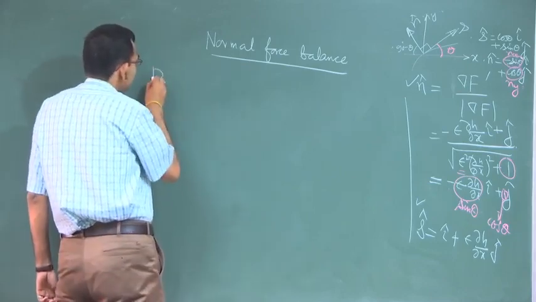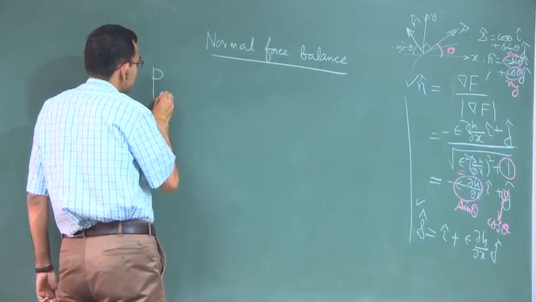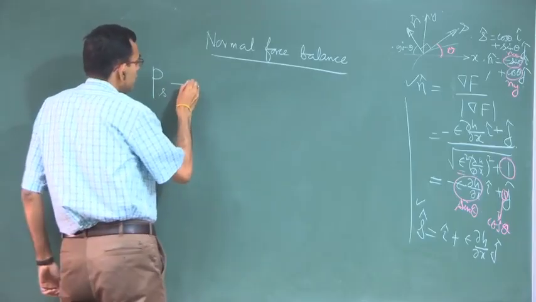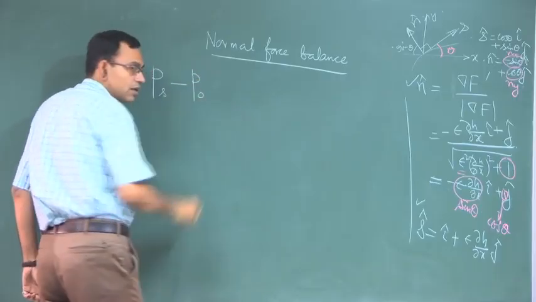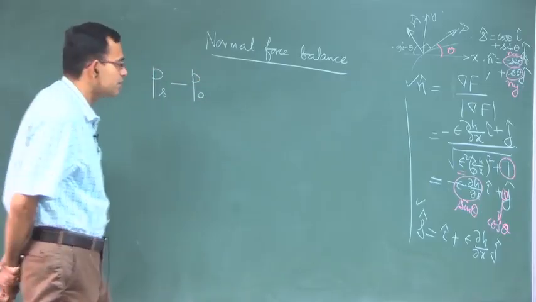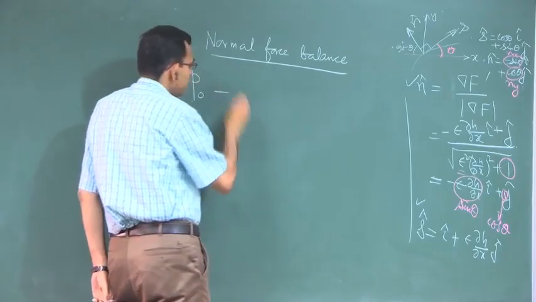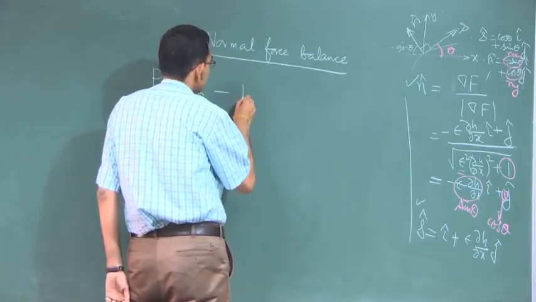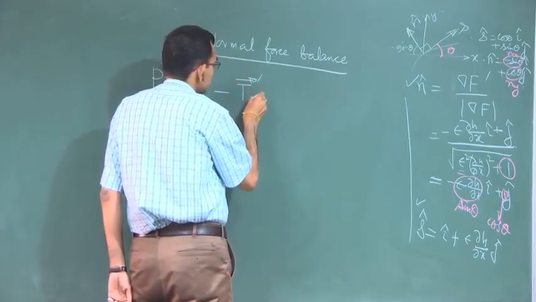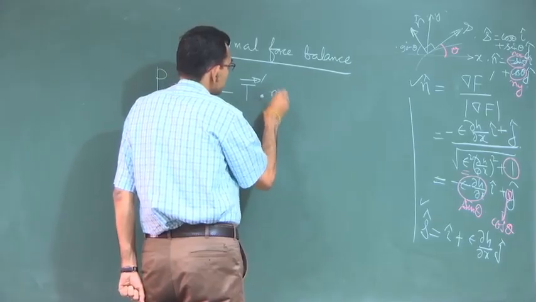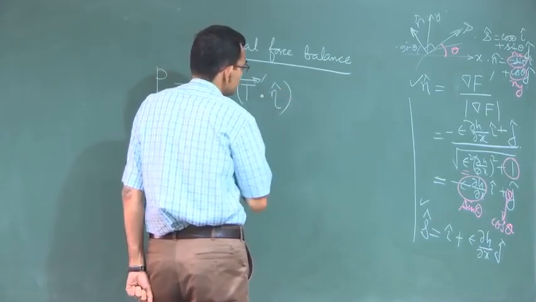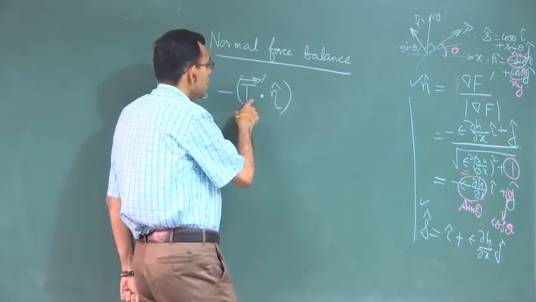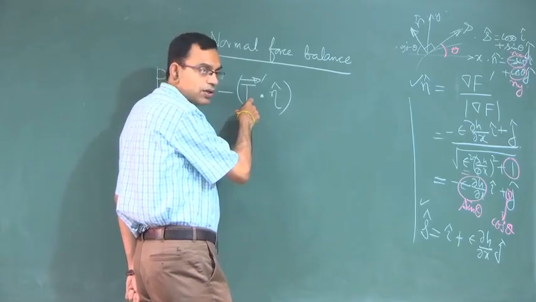So the normal force balance is: pressure at the surface, pressure at the interface, minus pressure outside, minus the viscous normal stress. This T is only the viscous component of the stress tensor.